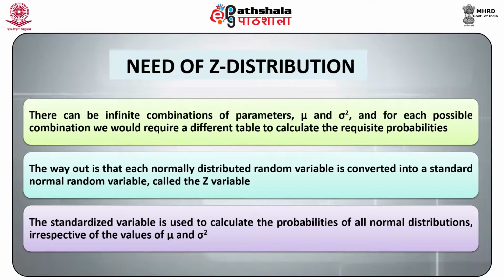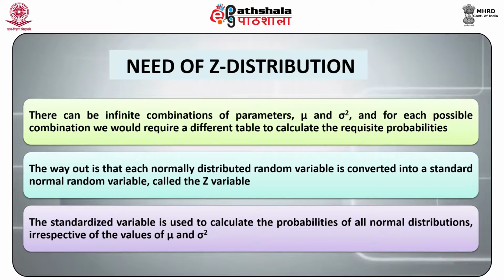Since the expression in equation 2 is computationally very tedious, a set of tables is provided to calculate the probabilities. However, knowing that there can be infinite combinations of parameters mu and sigma square, and for each possible combination we would require a different table to calculate the requisite probabilities, we understand that this is practically not possible.